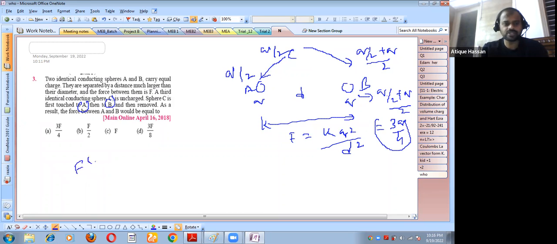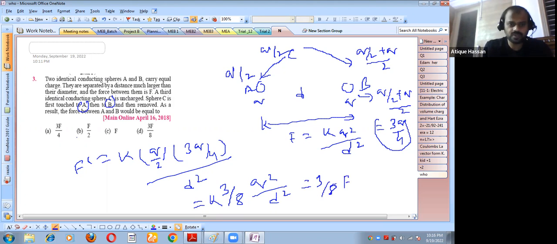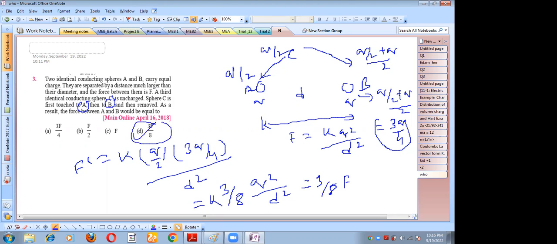That will be F dash. That will be K. So we have to find the force between A and B, right? So charge on A is now q by 2 and charge on B is now 3q by 4, by d square. So we will get it as 3 by 8 q square by d square, and k is also there. So it will be 3 by 8 F. Understood? Yes, sir. So D is the correct answer.